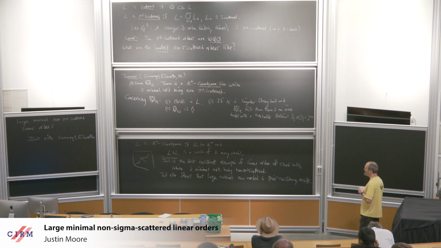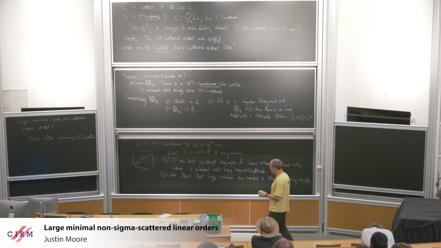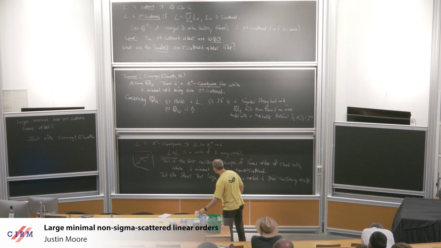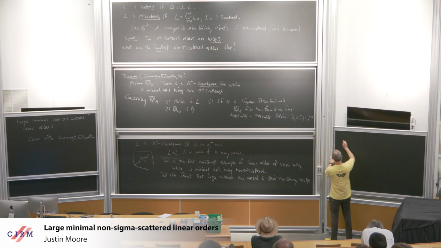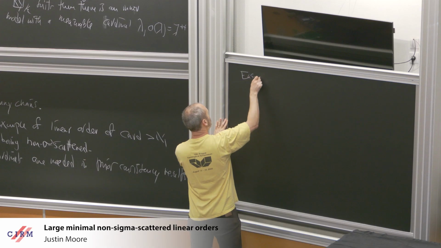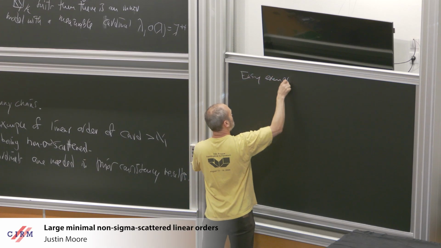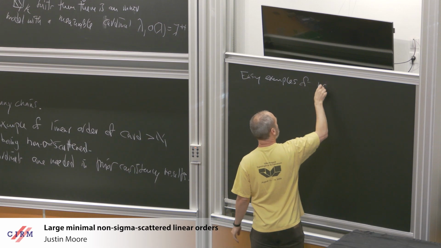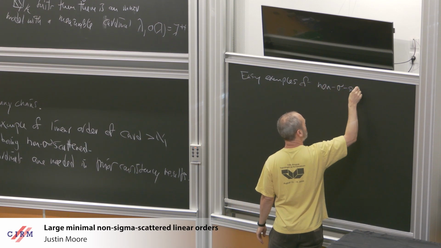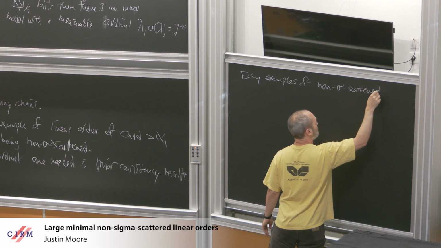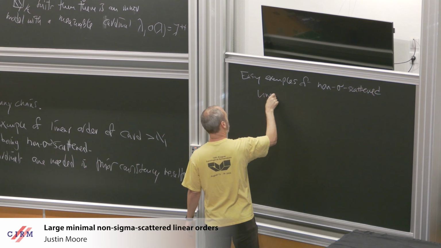Okay. I think the next phase of the talk is I want to give some historical context to this, and also some examples. So, easy examples of non-sigma scattered linear orders.